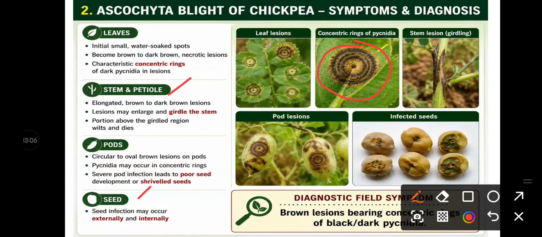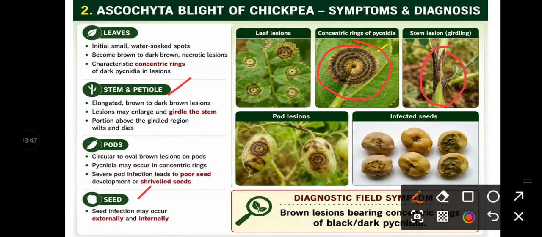Then on the stem, it produces elongated to elliptical brown lesions that later enlarge and girdle the stem. So the stem becomes weakened and ultimately the portion above will wilt or die. Then on the pod, similar to the leaf lesions, oval to brown lesions are formed and concentric rings of black pycnidia are clearly seen.